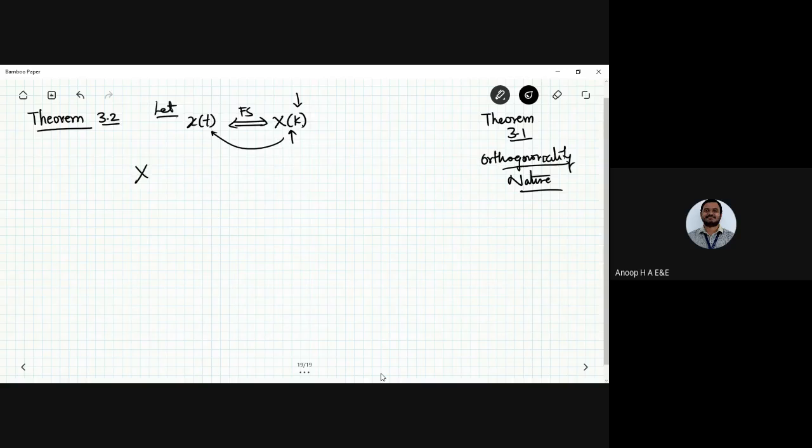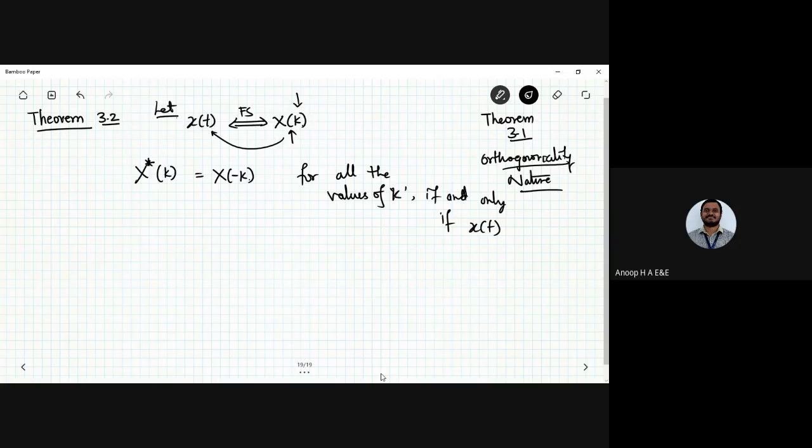So next, once you take the conjugate of x of k, that will be equal to x of minus k, for all the values of k, if and only if x of t is a real function of t.